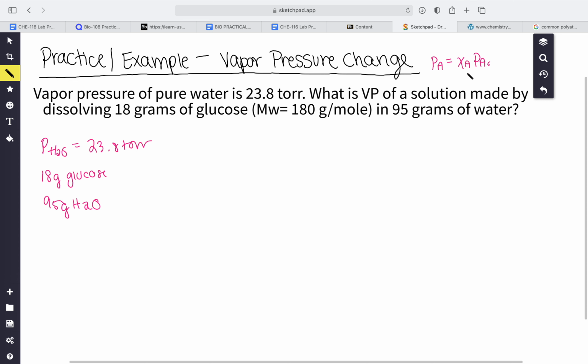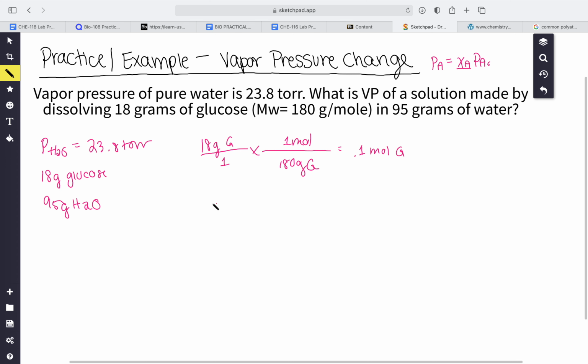All right, so the thing that we have to look for here is really just our mole fraction. So we have to find the moles of both of these. So let's do 18 grams of glucose. I'm going to say GG, grams of glucose. And we're just going to do our little mole conversion. 1 mole, 180 grams of glucose. And that's going to be, I think it's just 0.1, but it doesn't hurt to check. 18 divided by 180. Yep, 0.1 moles of glucose.